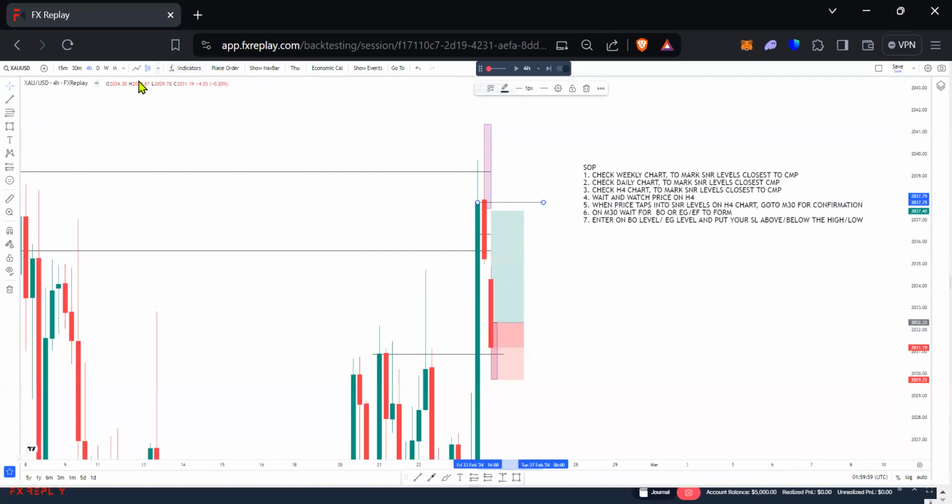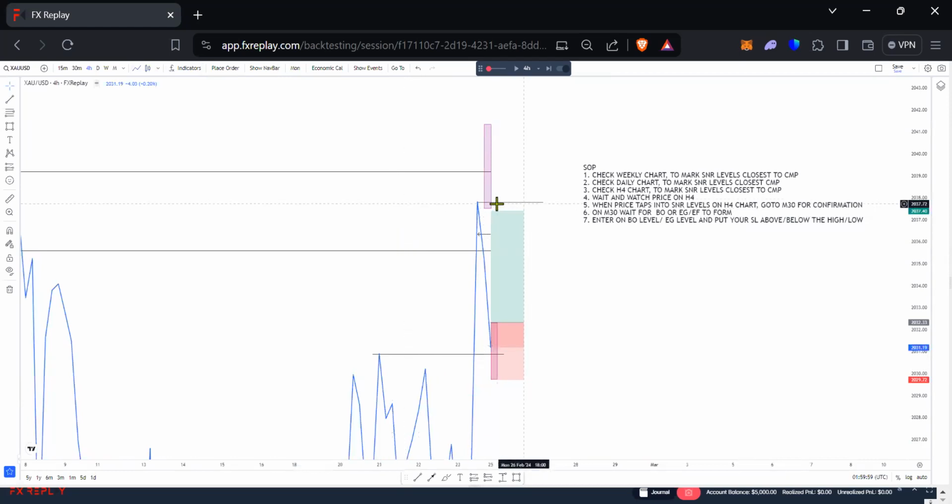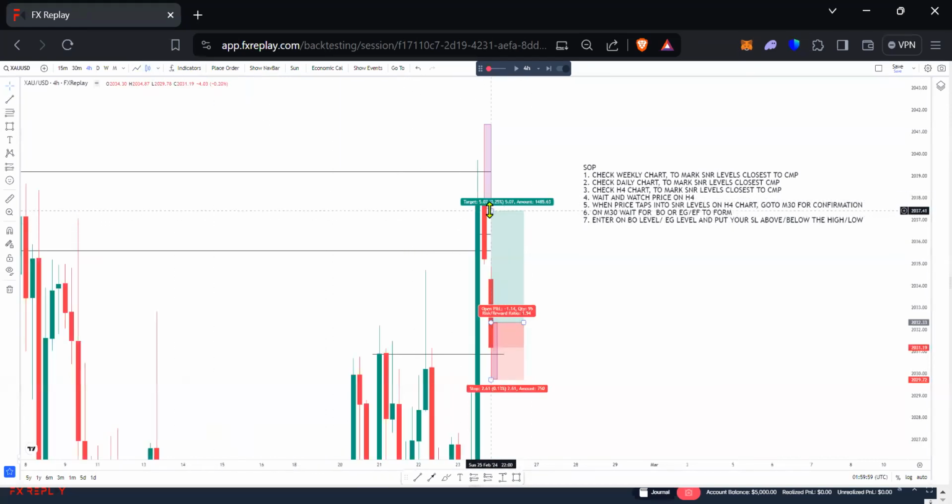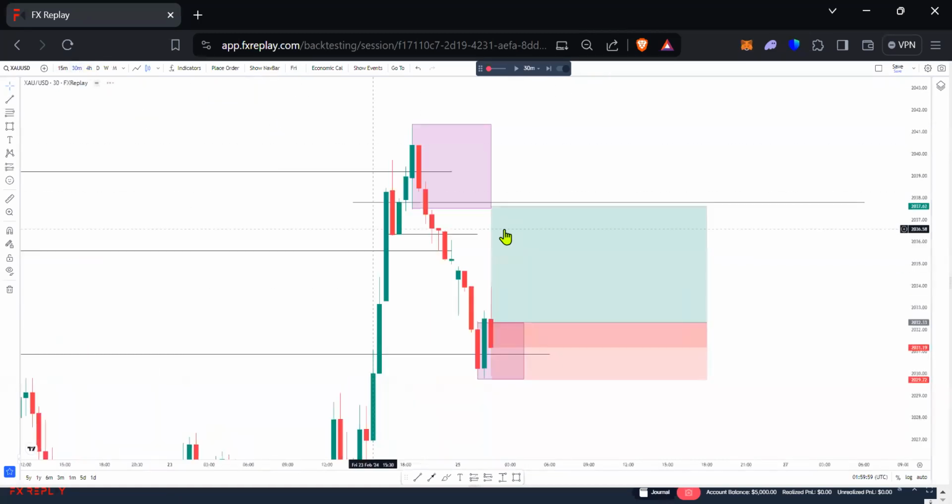So let's see. Line chart. You see that H4 resistance. Okay, so I'll go back. That will be my target. So I might decide not to take it to that level and just go for a 1 to 2 risk to reward. Okay, so back to the M30.